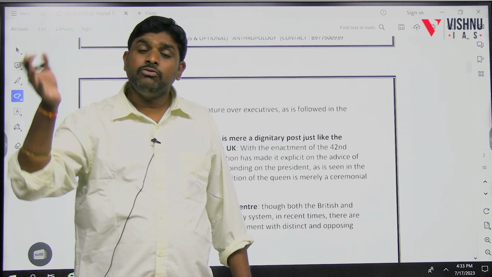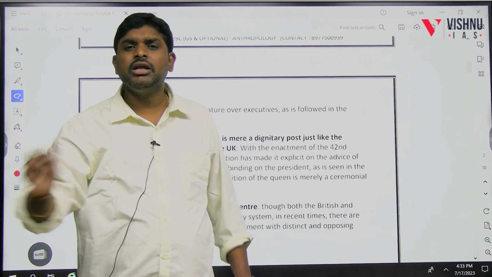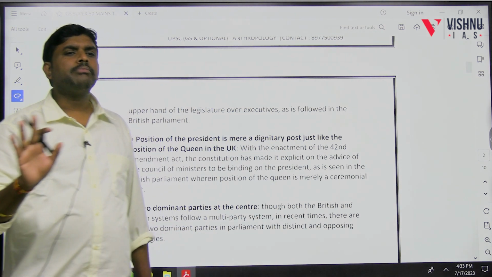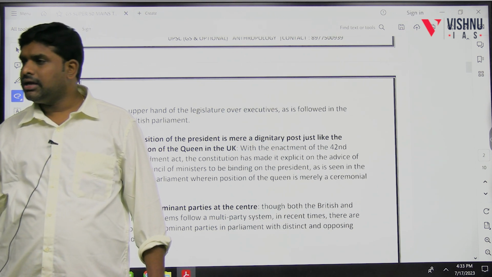For some time he was not a member of Lok Sabha, he was not a member of Rajya Sabha, but still he became the Prime Minister for 6 months. These are the divergent points with respect to the UK and India's parliamentary system.